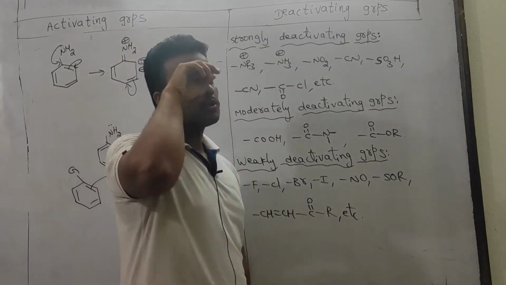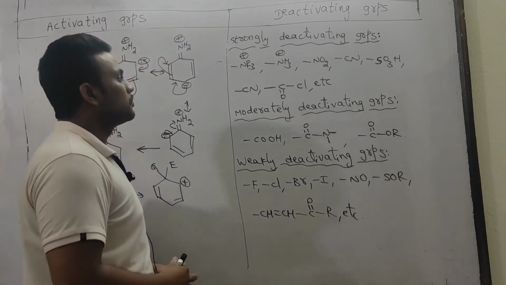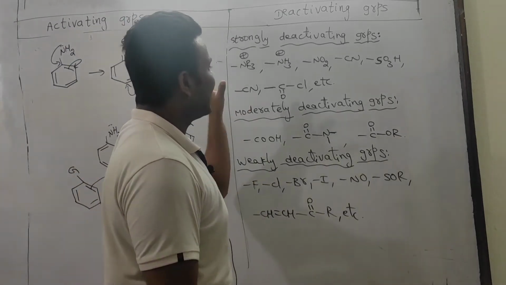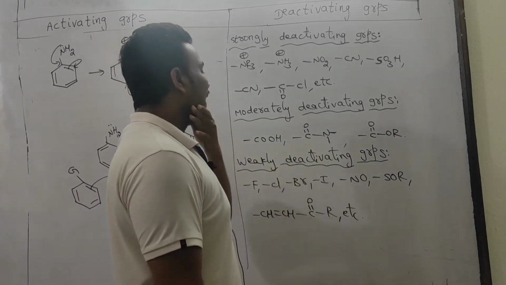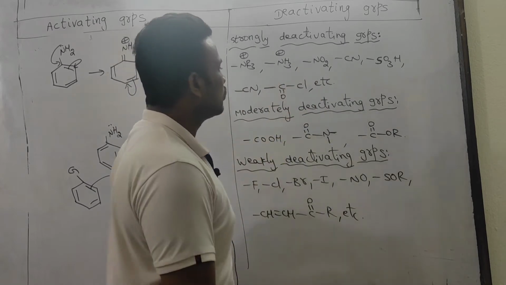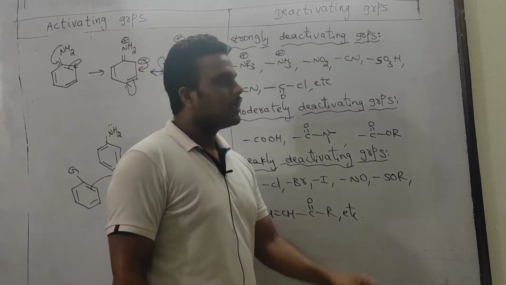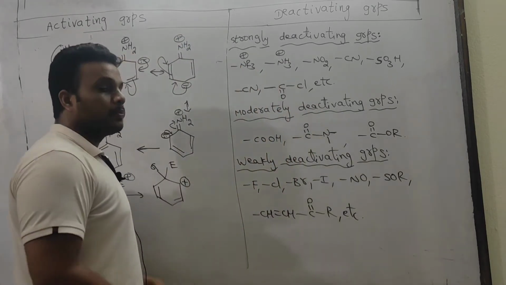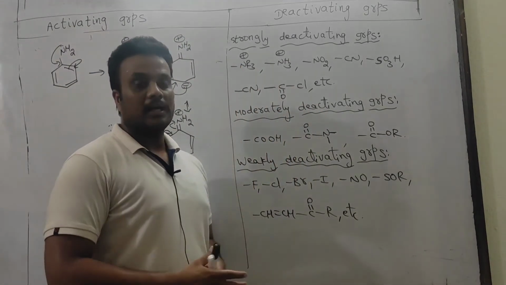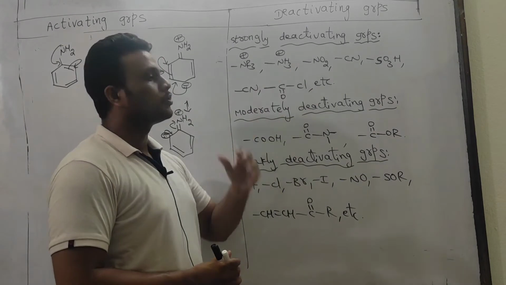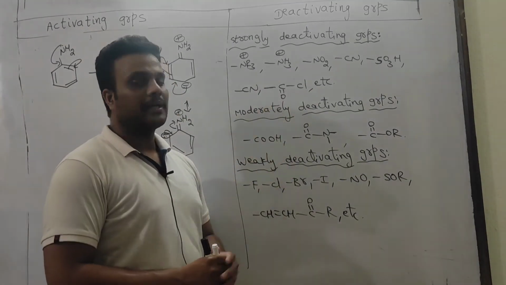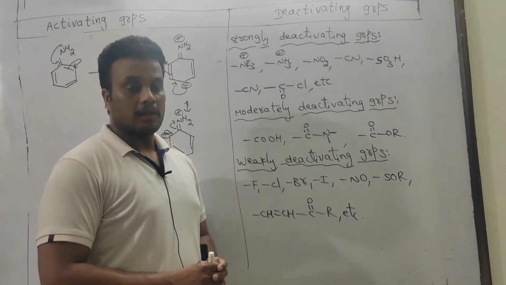Well, let's talk about strongly deactivating groups, which have high electron withdrawing power, and we know in these groups there is no lone pair on the atom directly attached to the benzene ring. So these are strongly deactivating groups. In fact, Friedel-Crafts alkylation and acylation is not possible with these groups because of their higher deactivating effect.